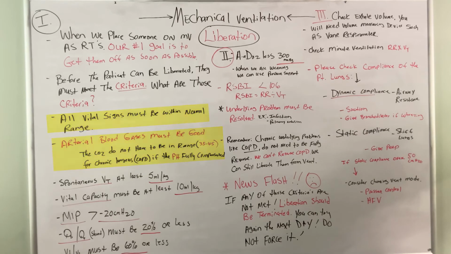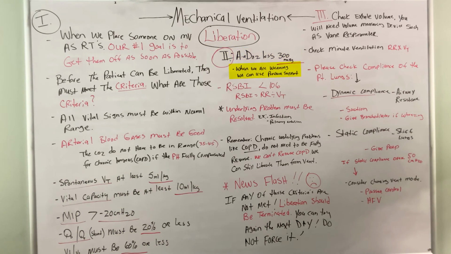In liberating the patient, a spontaneous tidal volume must be at least 5 milliliters per kilogram. Vital capacity must be at least 10 milliliters per kilogram. The MIP, maximum inspiratory pressure, has to be greater than minus 20 centimeters of water. And on this exam, if you don't see minus 20 and just 20, it's the same thing. Don't worry about the minus sign. QS/QT, the shunt equation, must be 20% or less. Dead space tidal volume ratio must be 60% or less. And Roman numeral 2, the A-a gradient has to be less than 300.